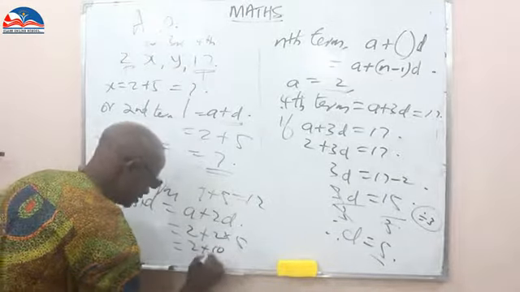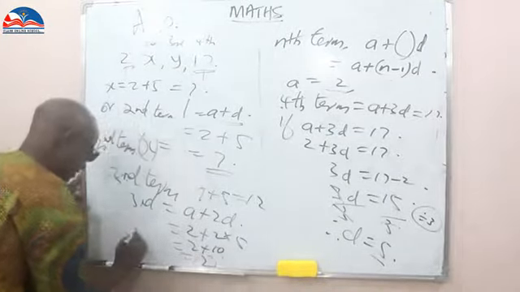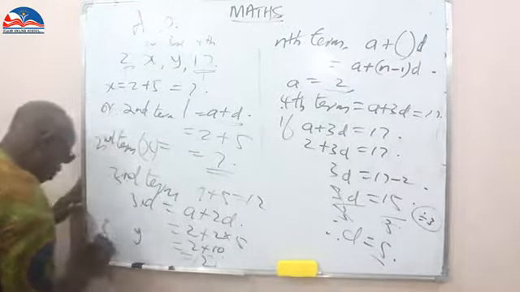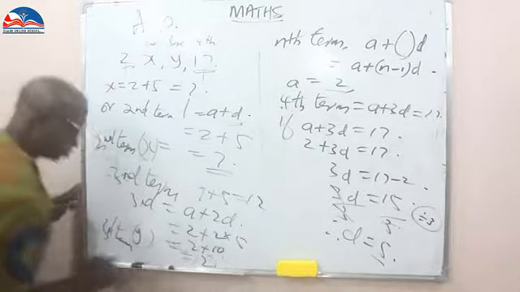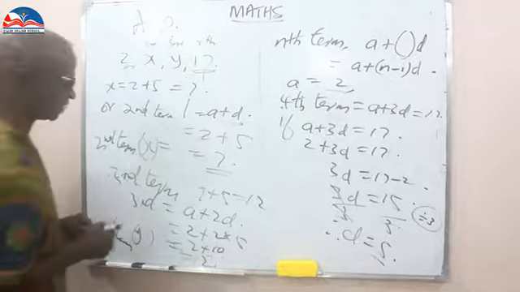2 plus 2 times 5, 10. And that will give me 12. And that is the value for y, which is the third term, which is y equals 12. Therefore, my x and y, I've now got it.